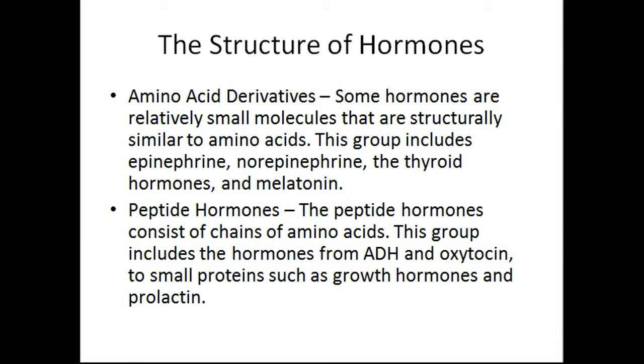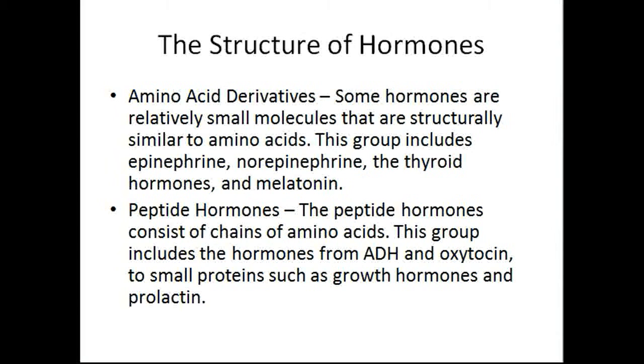Some structures of hormones. Amino acid derivatives. Some hormones are usually small molecules that are structurally similar to amino acids. This group includes epinephrine or epi, norepinephrine, thyroid hormones, and melatonin. Epinephrine is also known as the adrenaline that you feel when you're doing something exciting, such as riding a roller coaster or doing something you shouldn't do. Norepinephrine is just another form of epinephrine. It has a little bit of different structure to it, but it's similar.